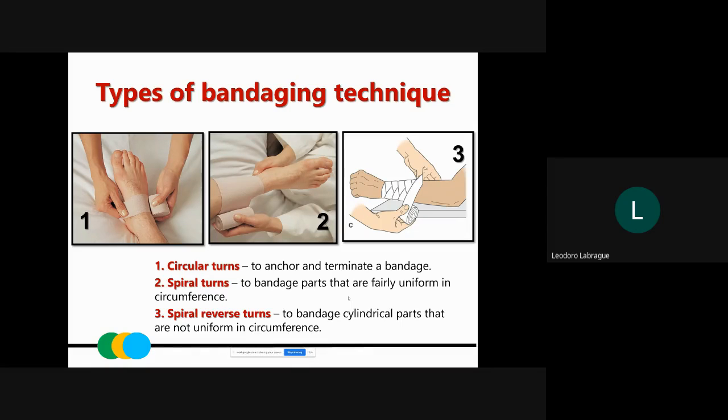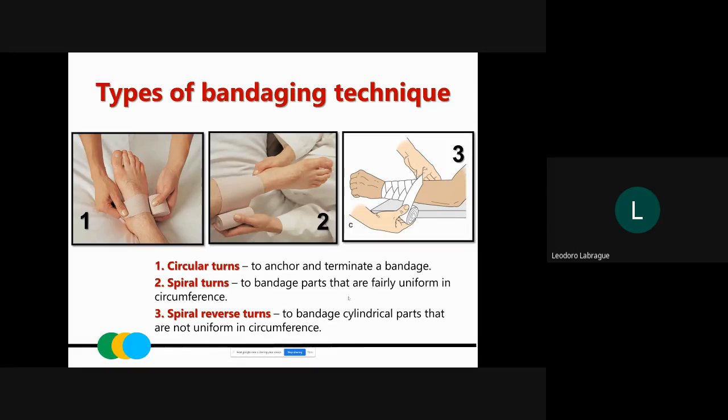The second type of bandaging technique is called spiral turns. I want you to look at photo number 2. See? Spiral turns are normally performed on areas or body parts that are fairly uniform in circumference, such as the lower arm and the lower leg. On the other hand is spiral reverse, and this is the most complicated type of bandaging technique. I want you to see photo number 3. It looks complicated. However, you will learn that in the lab.